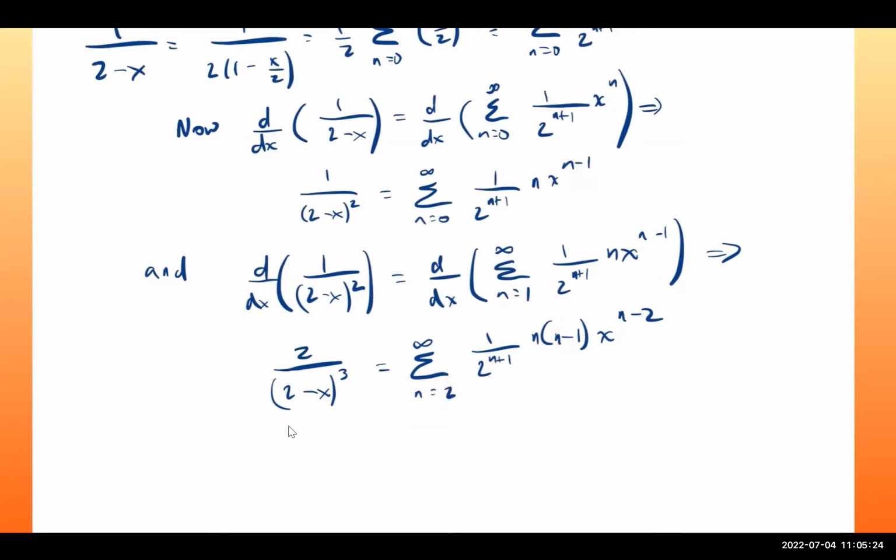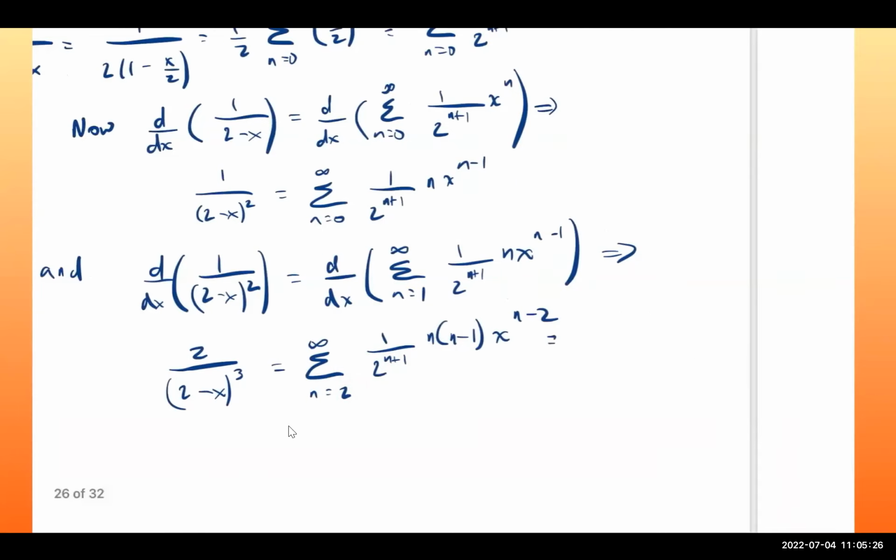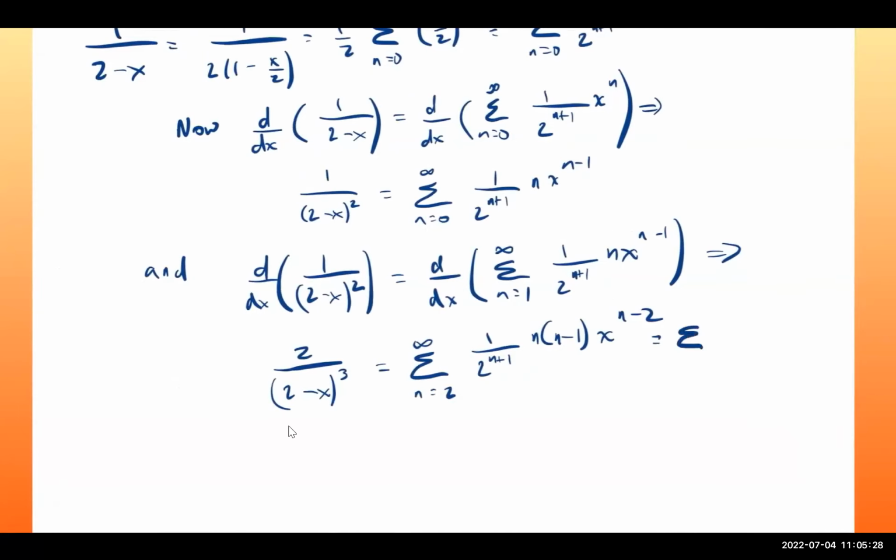So this is going to be equal to the series of n equal to 0 to infinity of 1 over. Remember, we're replacing n with n plus 2. And so this becomes n plus 2 plus 1, which is n plus 3. This n becomes n plus 2.